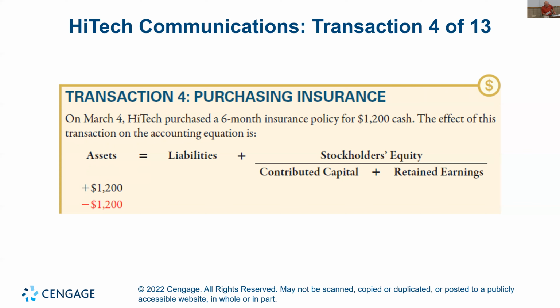Prepaid expenses are assets. So our assets are increasing by $1,200 and we pay for it in cash. Okay. Cash is also an asset. So cash is going down in this case. Assets going up by $1,200, assets going down by $1,200, evens itself out and keeps that accounting equation in balance.